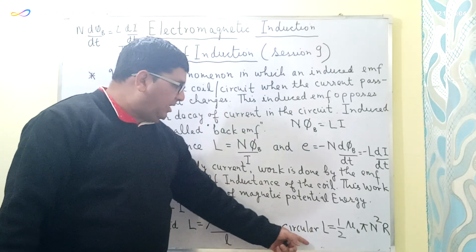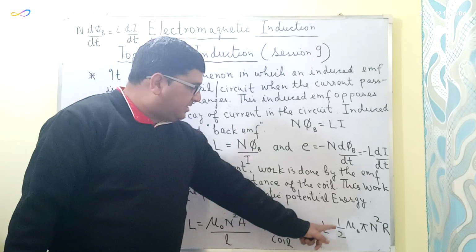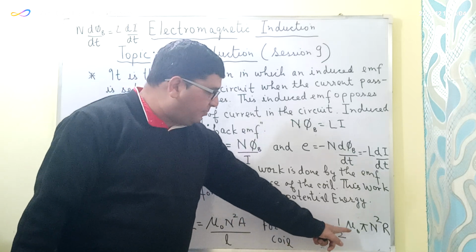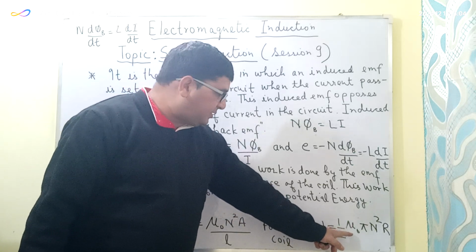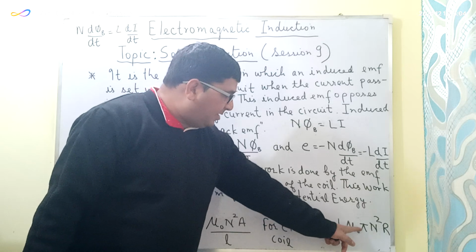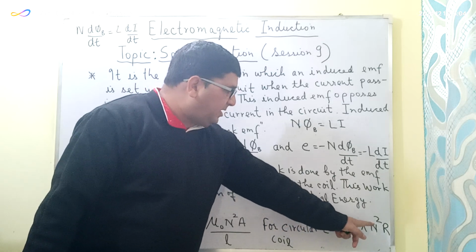And for a circular coil, the self-inductance is equal to 1 by 2 multiplied by mu naught, where mu naught is the permeability, multiplied by pi into N square into R.